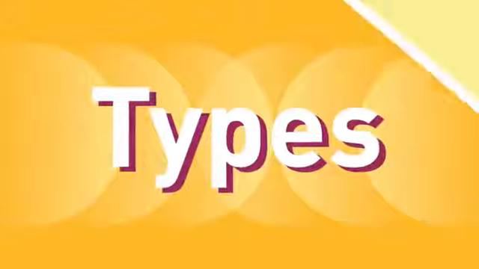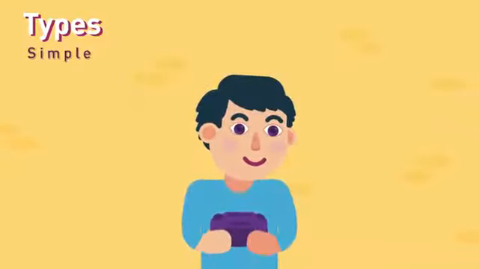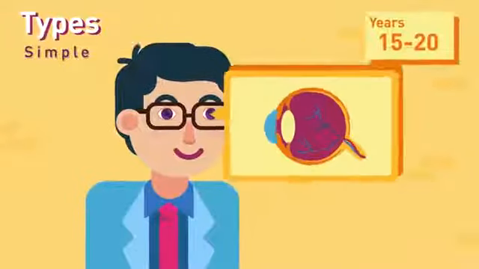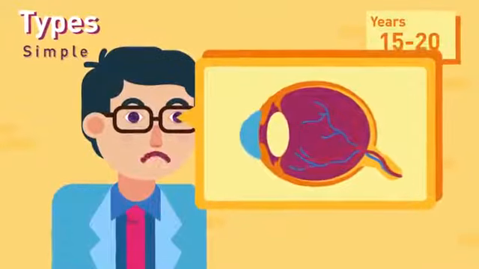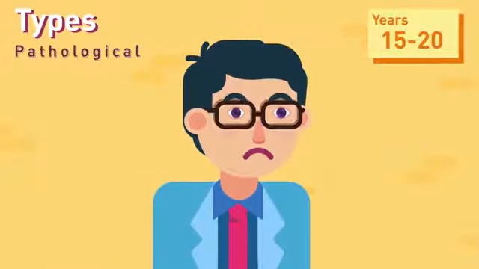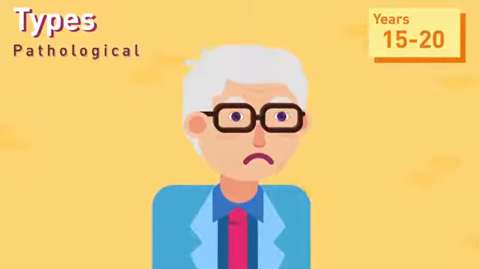Types. Congenital, from birth. Simple, the most common, starts from 5 to 10 years till 15 to 20 years and is mostly due to a curvature or length problem of the eyeball. Pathological, hereditary, progressive, and is due to degenerative changes in the eyes.